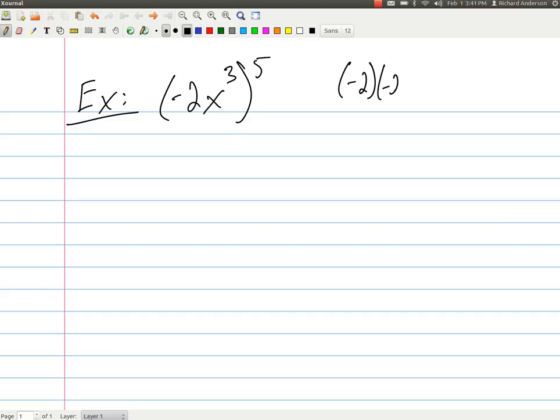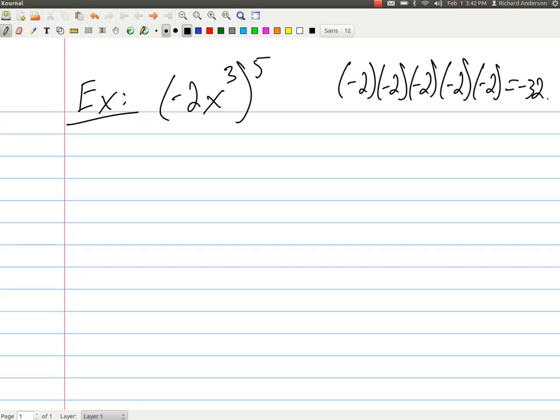Okay, so we are going to pick back up from where the audio cut off in the last video. And the example we were on reads that we are going to take the quantity negative 2x to the third power and raise the entire quantity to the fifth power. Now, the negative 2 part, when you raise that to the fifth power, what happens there is that you have negative 2 times negative 2 times negative 2 times negative 2 times negative 2, which, as it turns out, is equal to negative 32.